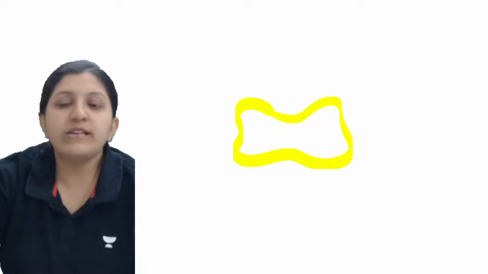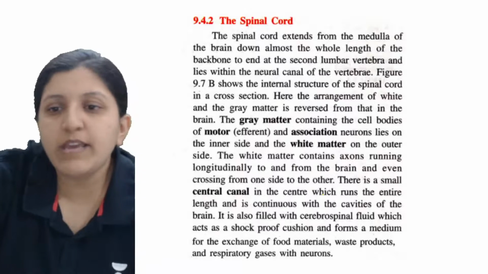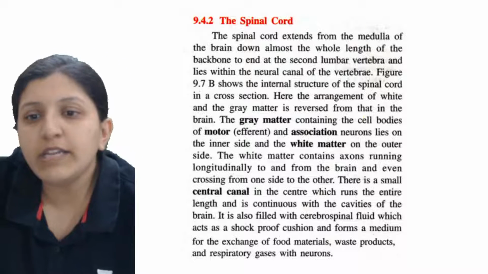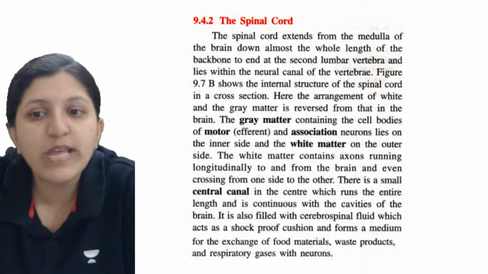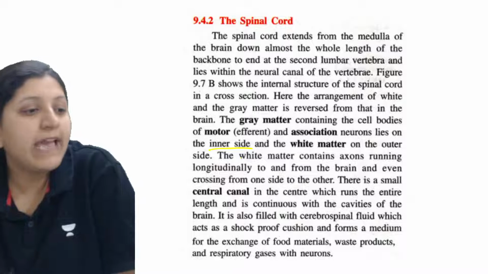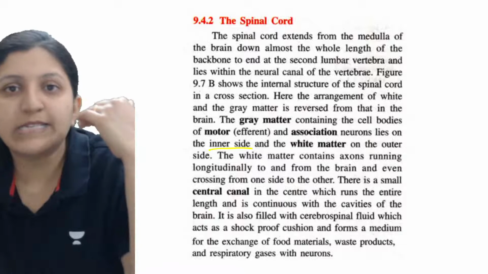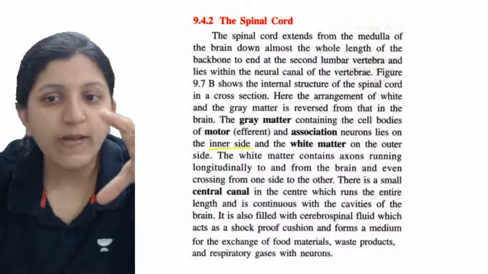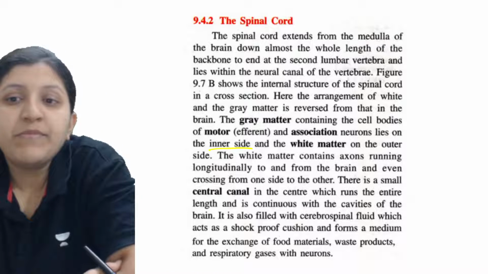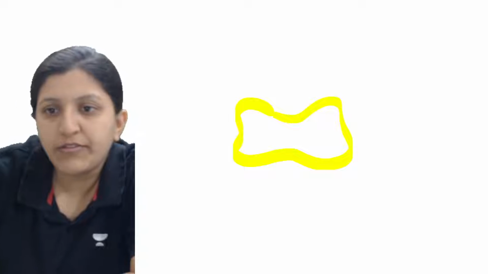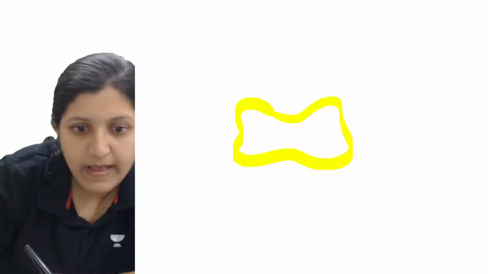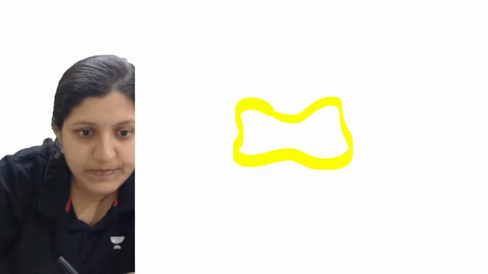Based on the positioning, the gray matter contains the cell bodies of motor, that is efferent, and association neurons, so they lie on the inner side, that is inside of the spinal cord. So you can find there is a gray matter and outside it is white matter. Here, let me draw this diagram.